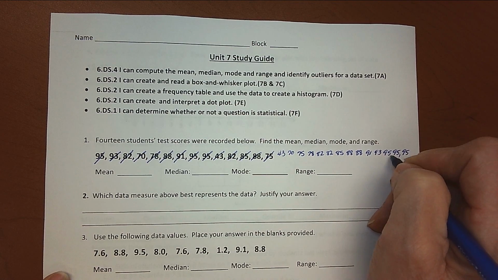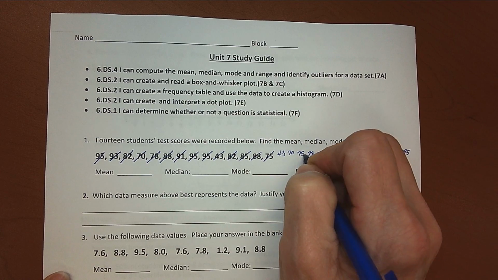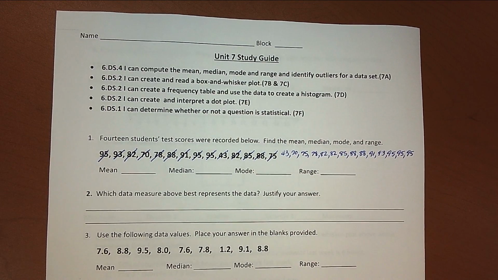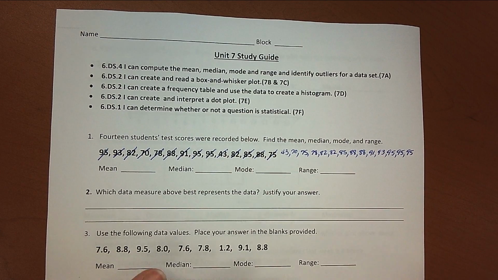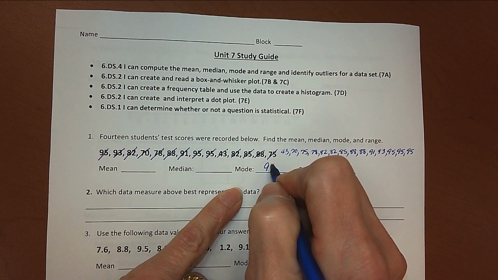I'm going to go ahead and put some commas between my numbers here so I don't get them jammed together. All right, so going to go ahead and take care of my mode. First of all, I've got 3 95s, so that's my mode.